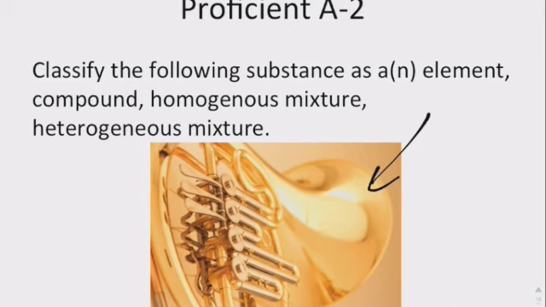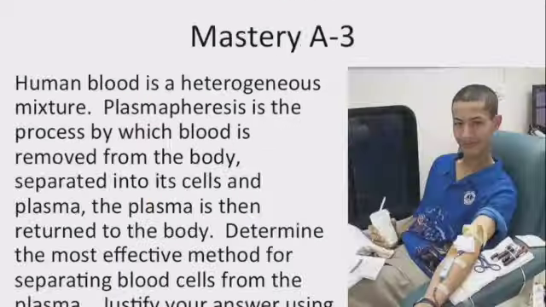We would call this an alloy because it's a mixture of metals, but basically it is a mixture, and since we can't see little parts floating around in the other metals, they're all kind of one thing, we would call that a homogeneous mixture.